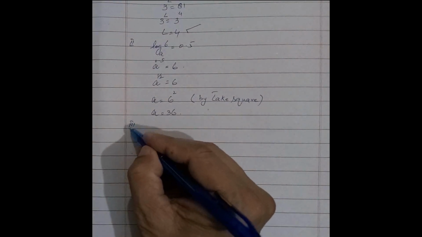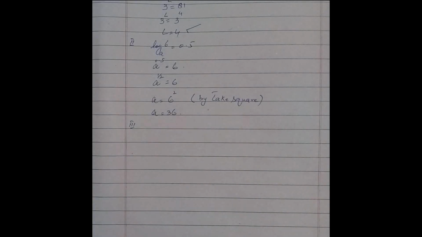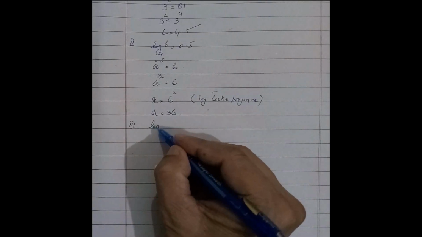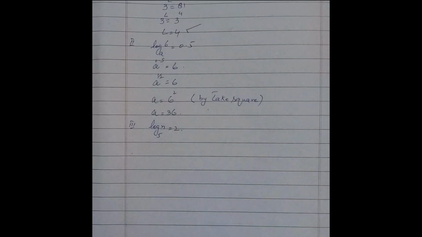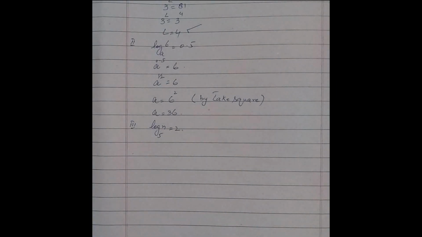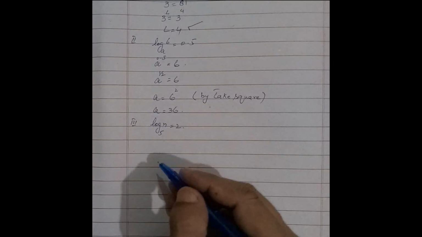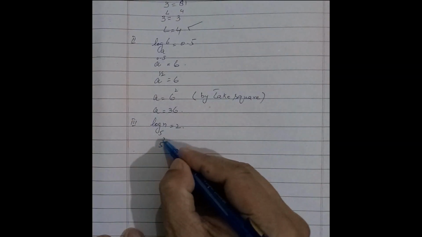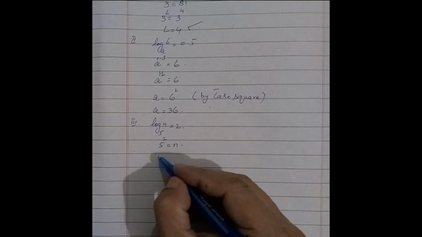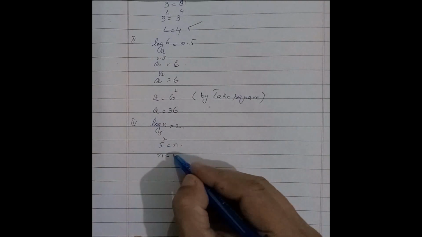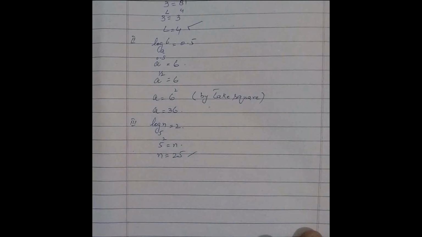And the third part is log n base 5 is equal to 2. When we write it in exponent form, it is 5's power 2 is equal to n. So n is equal to 5's power 2, which is 25. That is the answer.